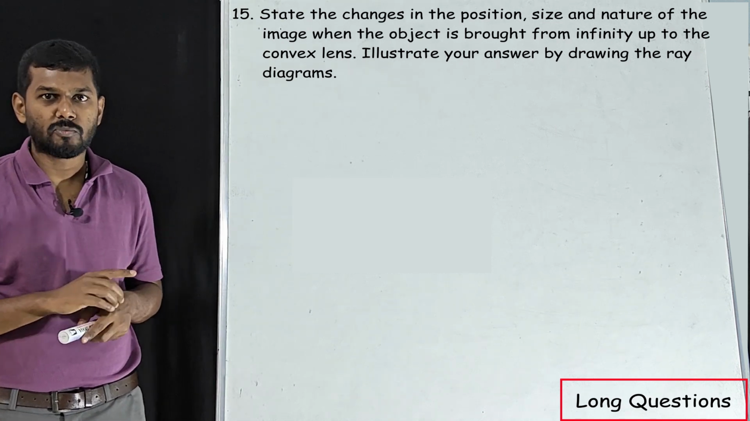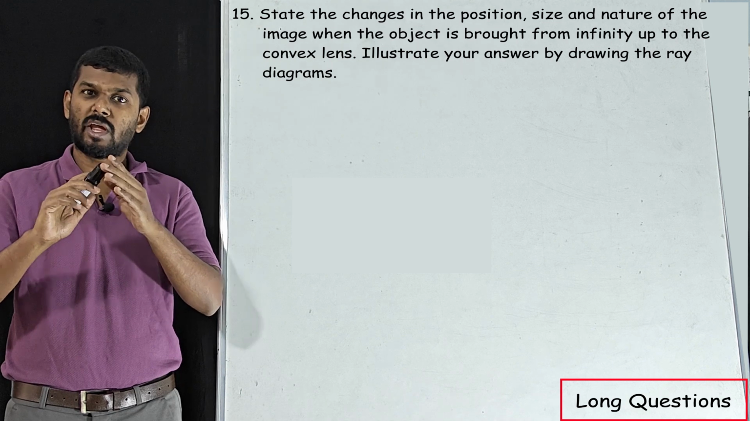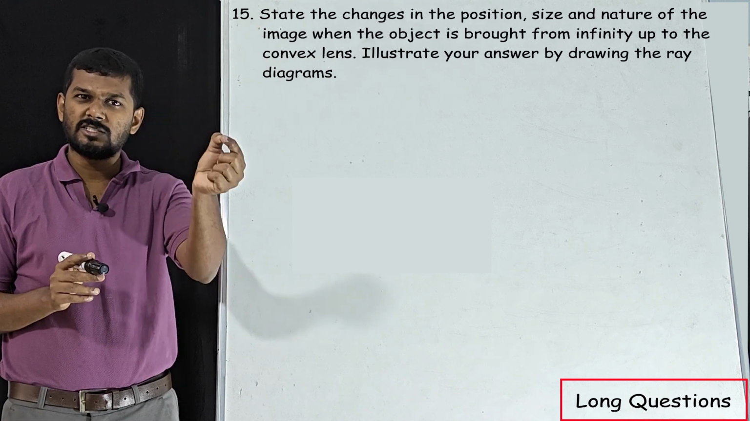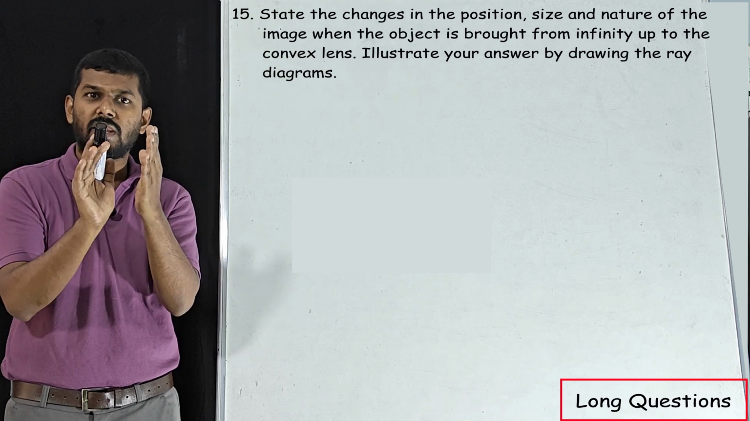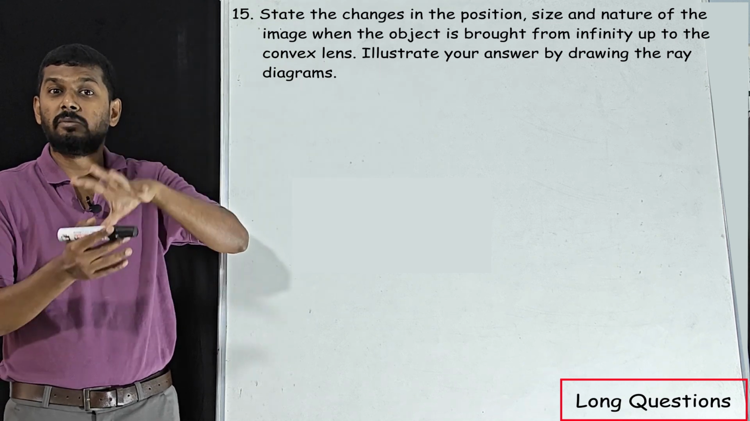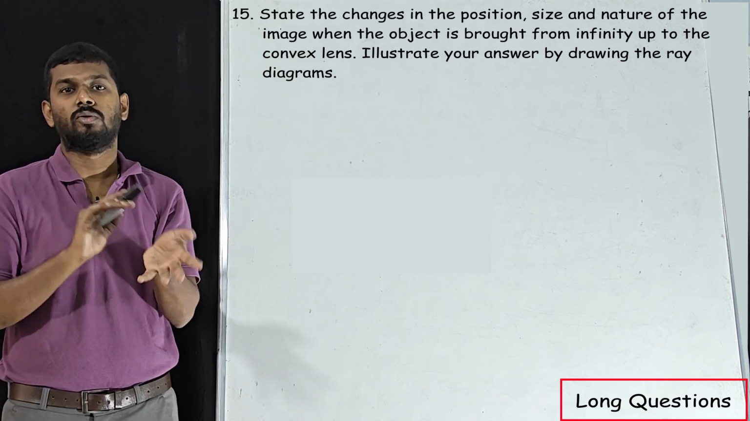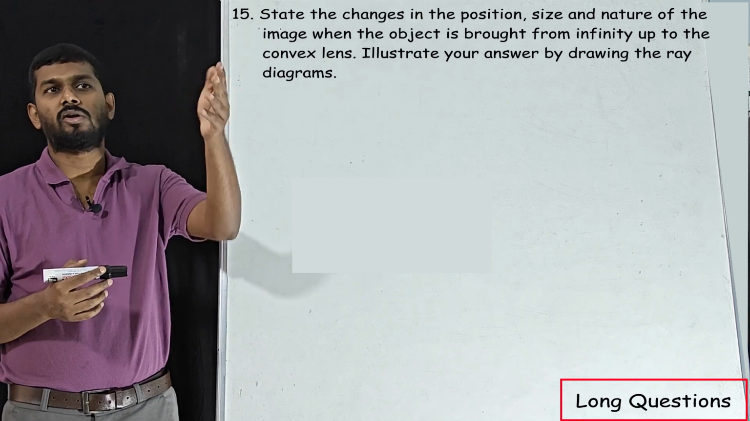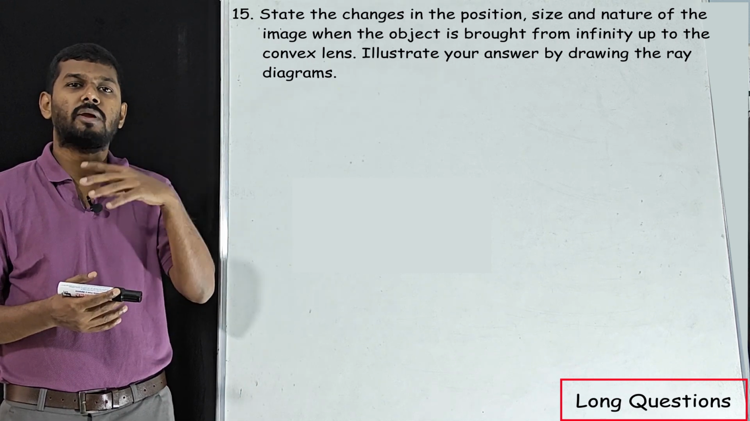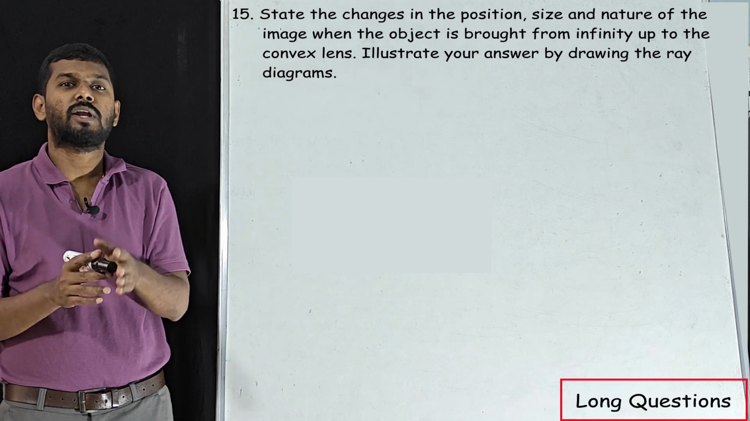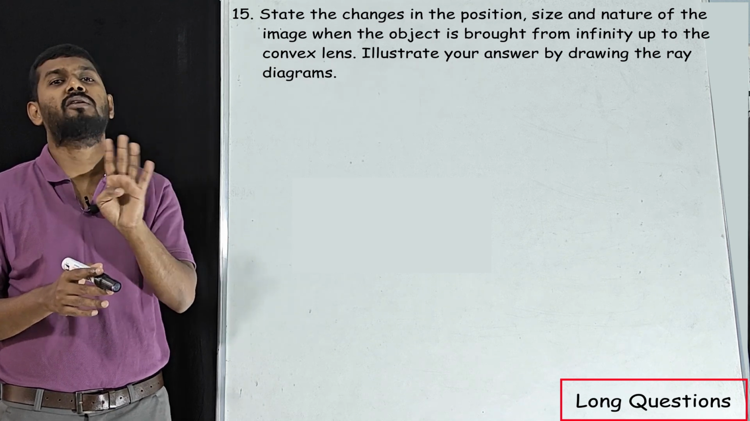Keep one thing in mind: when the object is at infinity, the image size is point-sized. As it comes towards the lens, near to the lens, the image will get bigger. This point you should know. If you know this point, then you can draw the ray diagrams. So just draw it yourself, try, because the ray diagrams are very much important. Every year they are going to ask it for 3 or 4 marks.